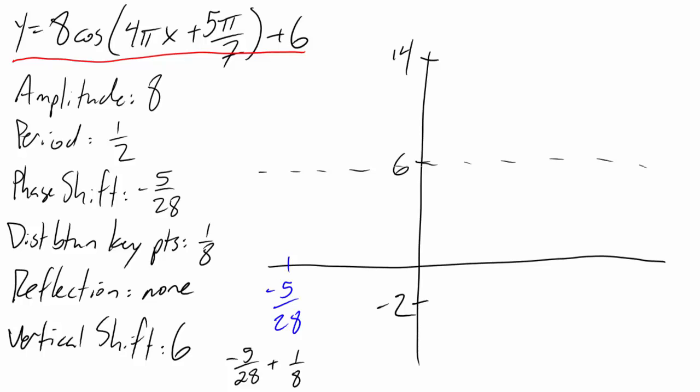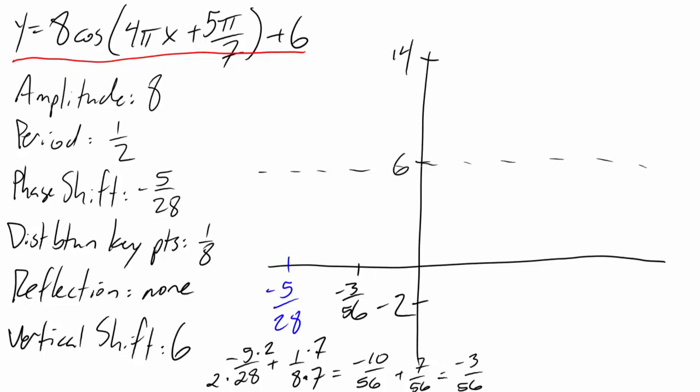All right, so that's going to be multiplying top and bottom of the first fraction by 2, and top and bottom of our second fraction by 7. So we're left with a negative 10 over 56 plus 7 over 56, which will give us negative 3 over 56 for our next point here. So that's going to be the next key point, so we'll go ahead and put it down here on our graph, negative 3 over 56.